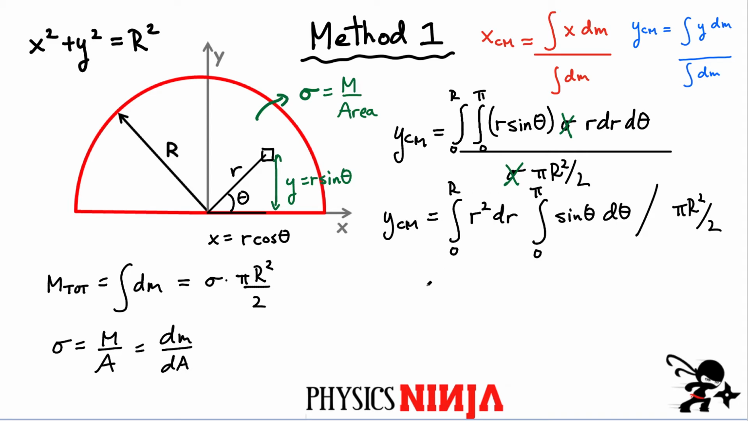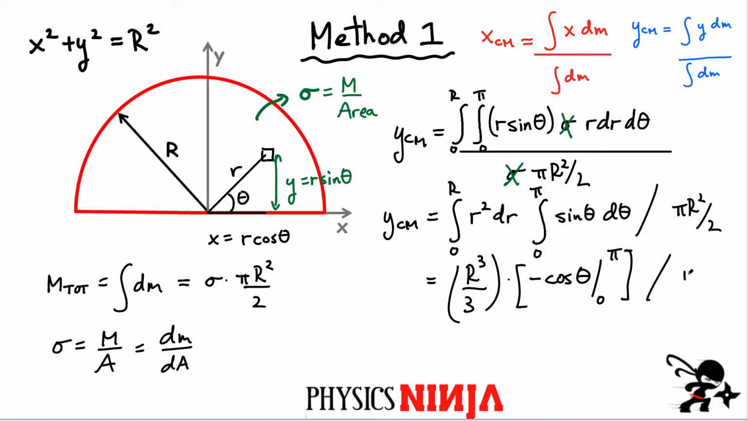So we can do each one of these independently here. This one is pretty easy. This simply becomes r cubed over 3 for this first term. And that gets multiplied by the integral of sine theta d theta. The integral of sine theta is negative cos of theta, and again, that's evaluated between 0 and pi. And at the end of the day, we have to divide by this term over here, which is half the area.